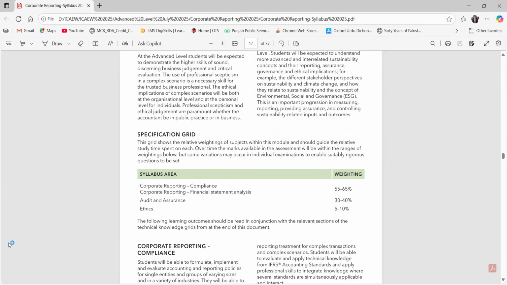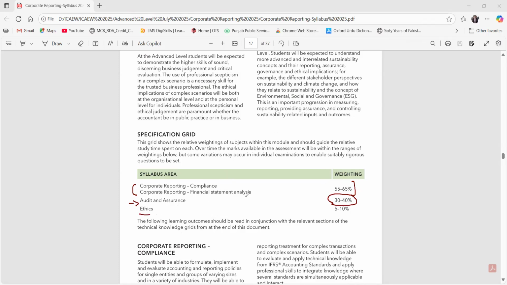If I talk about corporate reporting, then we have three areas to cover. First of all, we have the reporting section. It includes your corporate reporting compliance as well as your financial statement analysis, basically. And the proportion of both of these components is around 55 to 65%. But if we talk about audit and assurance, that is the second component, its proportion is around 30 to 40%, basically.